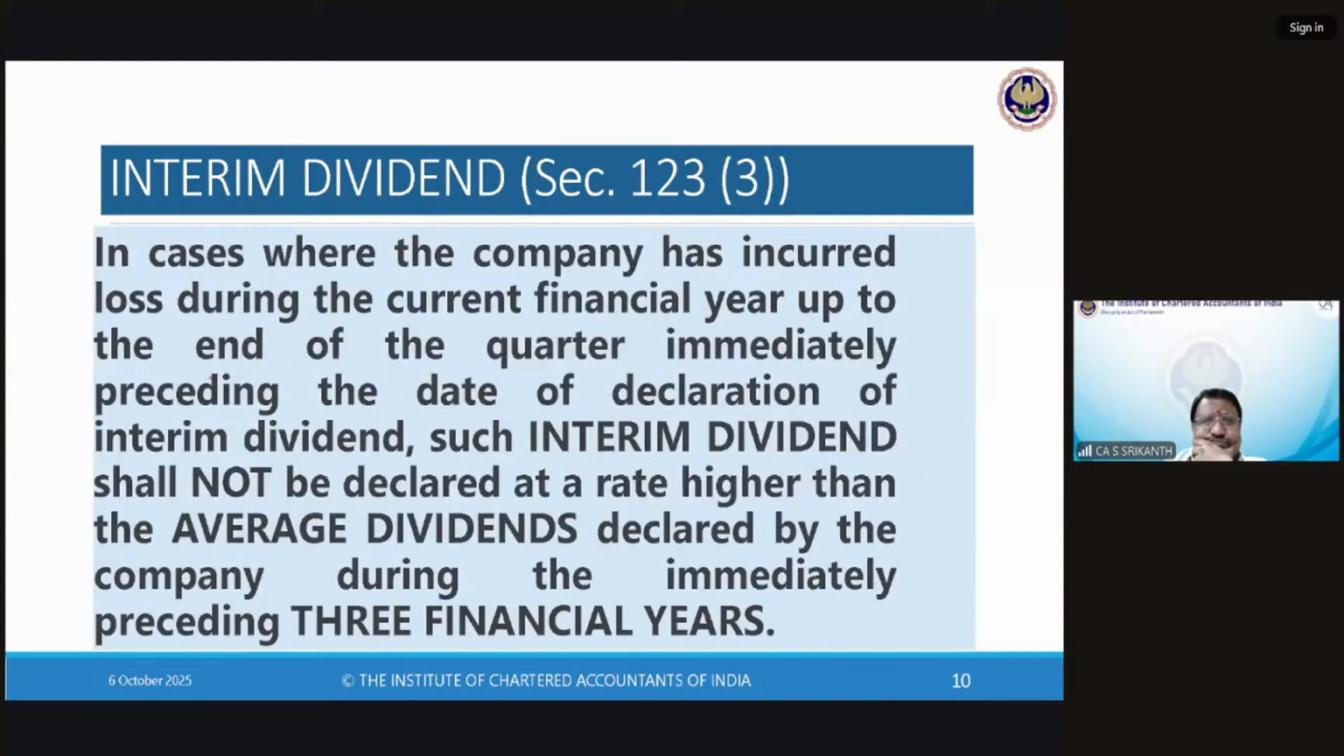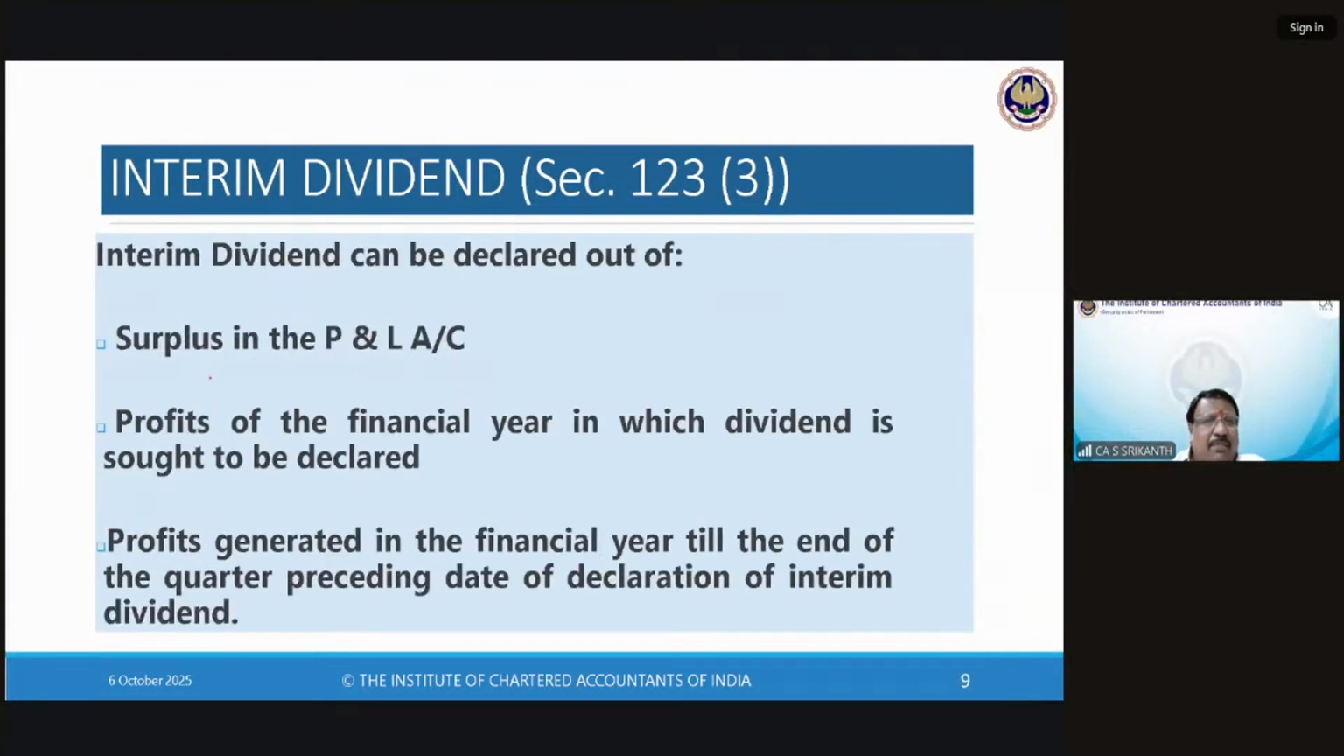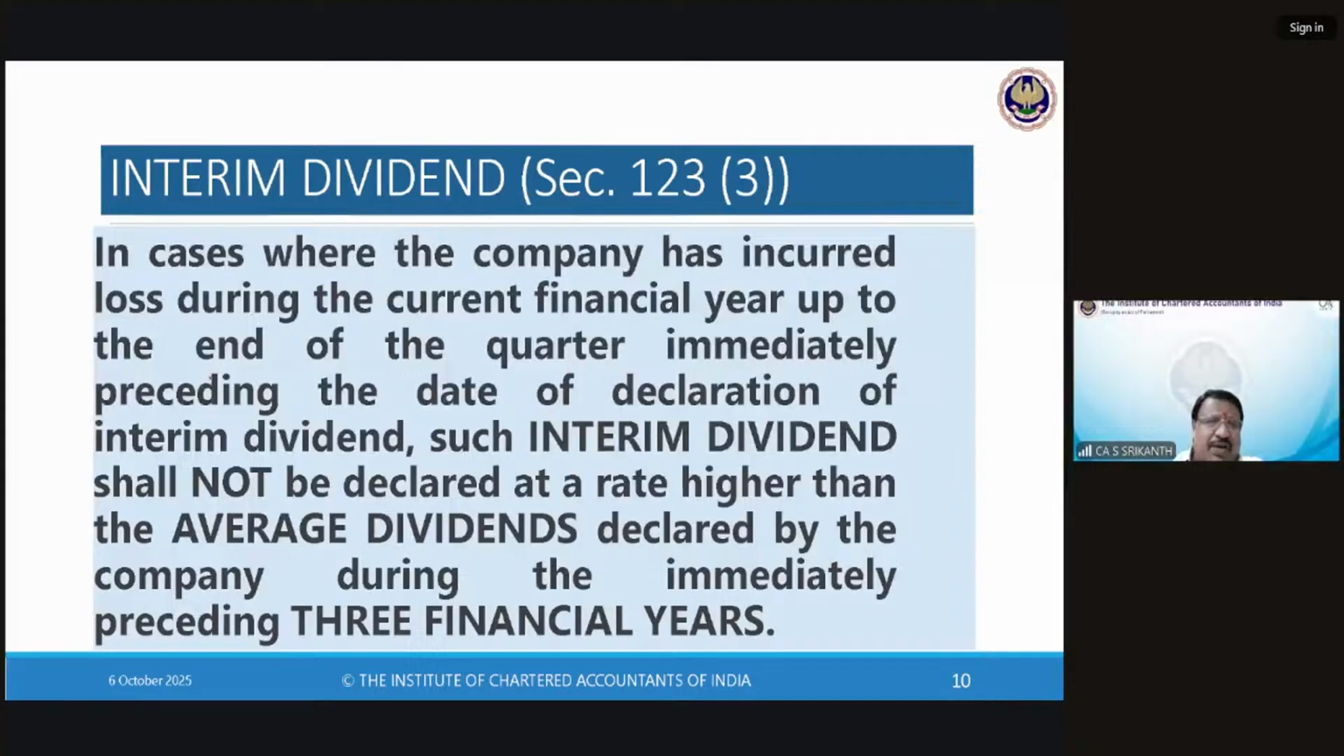Now, sir, this year we are incurring loss, heavy loss. And I still want to declare as a matter of custom. Every year I have been declaring interim dividend. But the current year's profit is not there. I have some opening balance of profit. So can I declare interim dividend? Yes, you can.